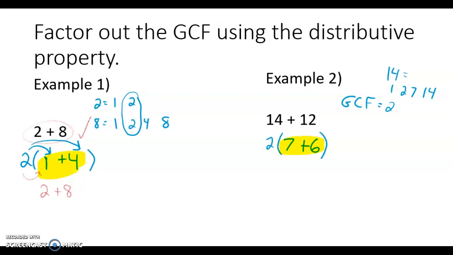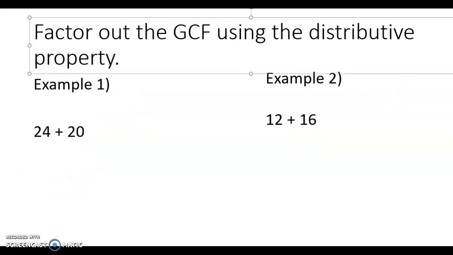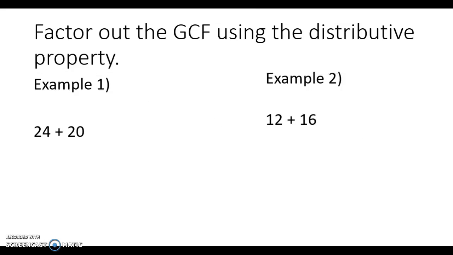Okay, I'm going to show you another example where somebody might make an error. Pay close attention to this part because I'm going to show you where somebody might make an error. The directions say factor out the greatest common factor. So if somebody looks at this and thinks, oh, they have 2 as a factor in common, 2 times 12 is 24, plus 2 times 10 is 20.